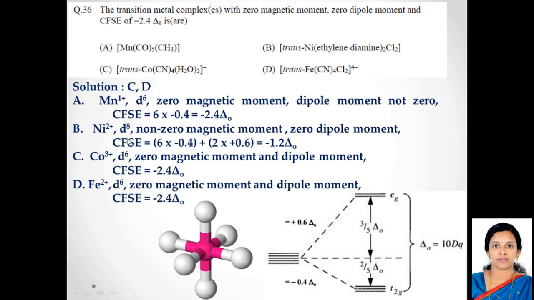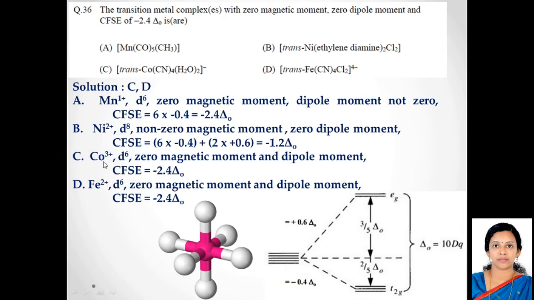Now the crystal field stabilization energy, let's calculate that. 6 electrons in t2g, 6 multiplied by minus 0.4 plus 2 multiplied by plus 0.6, which will give us a crystal field stabilization energy of minus 1.2 delta O. So that is not fulfilling the criteria. So the CFSE is not fulfilling the criteria. The magnetic moment also doesn't fulfill the criteria. Only the dipole moment is okay. It is 0.